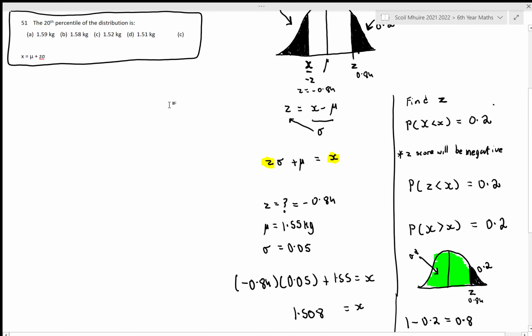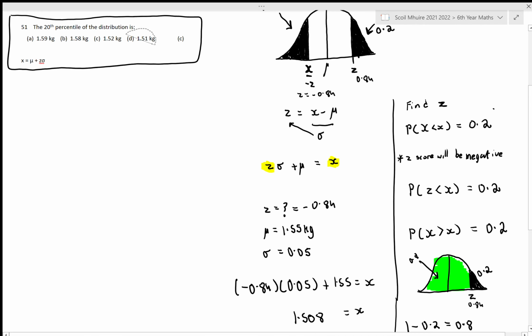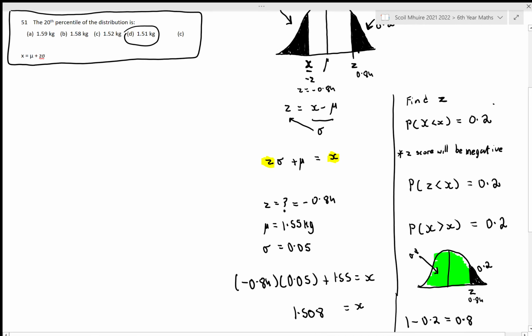If we go back to the question, we should see one of those options. They are given as C, but I think it's D. And I will double check that.